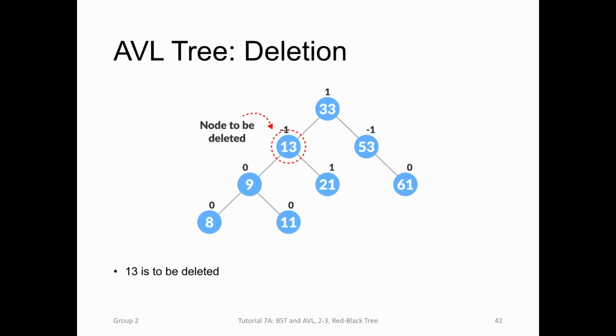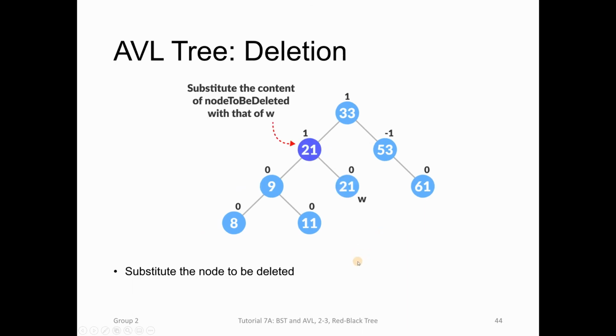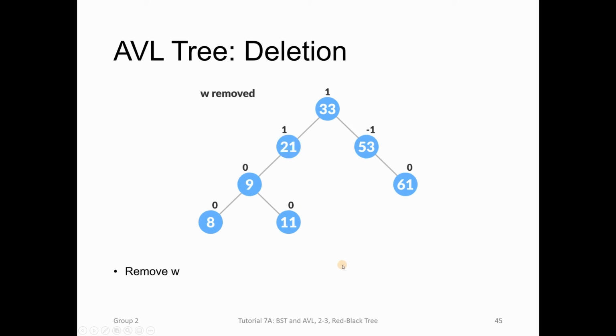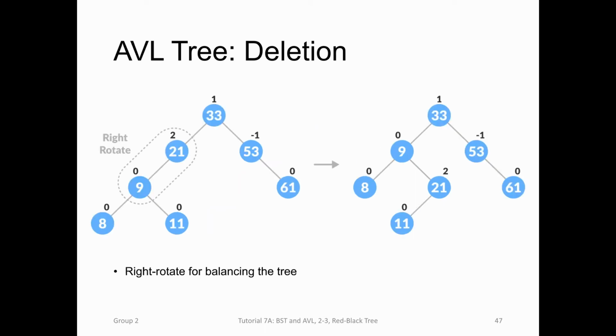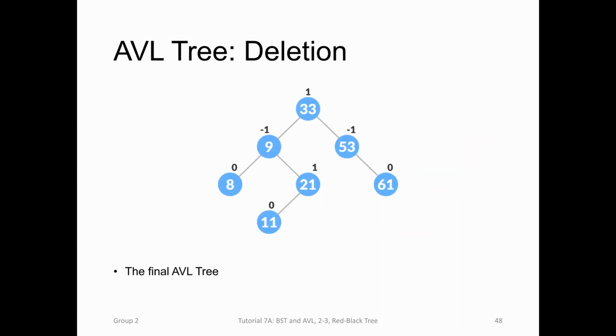Now we're talking about the deletion operation of the AVL tree. This is the AVL tree, and we want to delete the node 13. Firstly, we need to find the successor 21 and give it a notation W. Then substitute the node to be deleted. Remove W. And then we update the balance factor with a right rotate. And finally, we got the AVL tree.